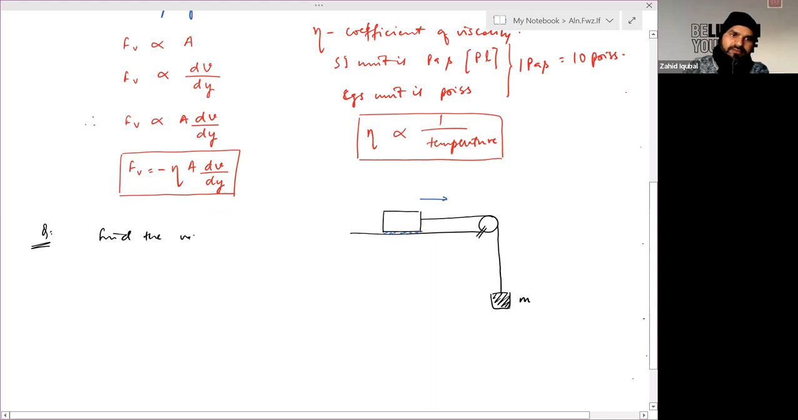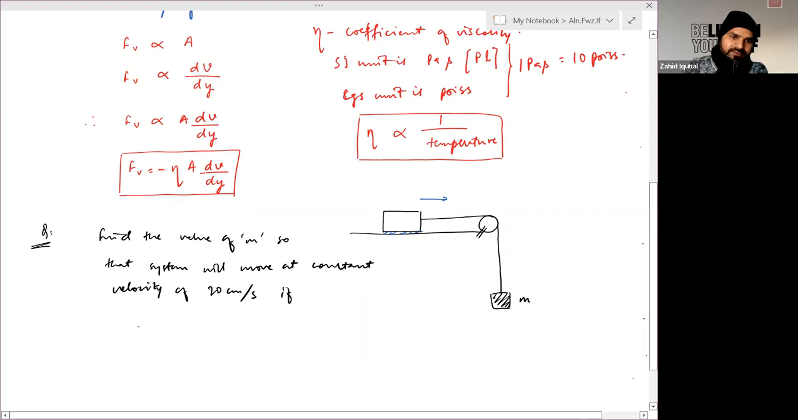Find the value of m so that the system will move at a constant velocity of 20 centimeter per second, if the area of the liquid film is 10 mm square, the width of the liquid is 0.1 mm, and the coefficient of viscosity is 0.05 Pascal second. Take the value of gravity to be 10. Try to find the value of m.